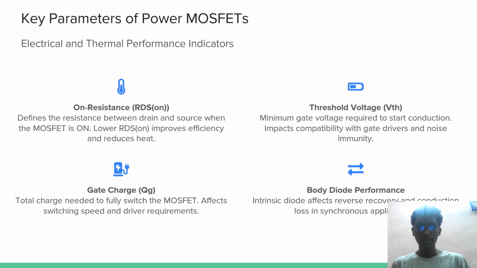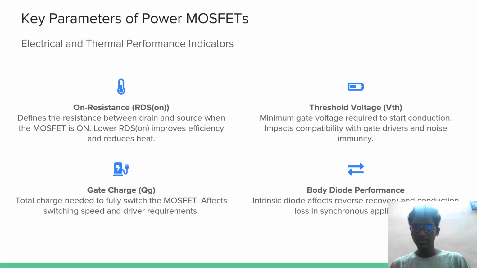Key parameters of MOSFETs: electrical and thermal performance indicators. On resistance, RDS(on), defines the resistance between drain and source when the MOSFET is on. Lower RDS(on) improves efficiency and reduces heat.